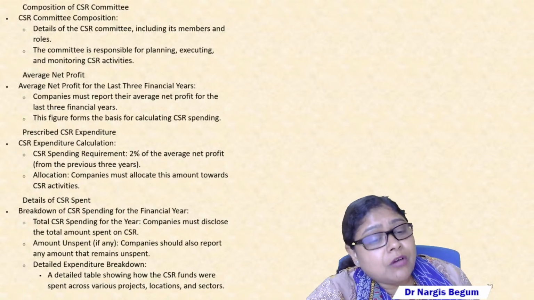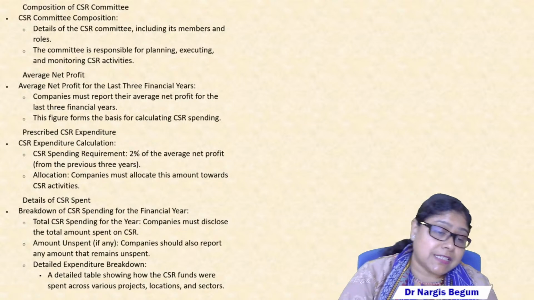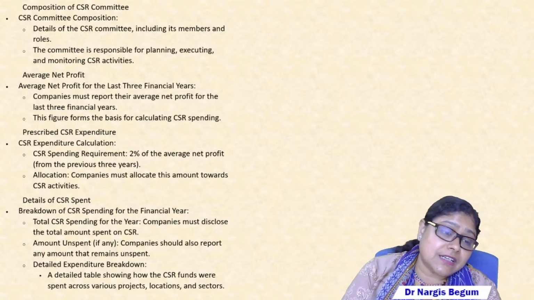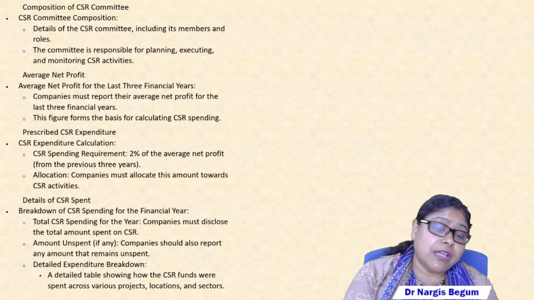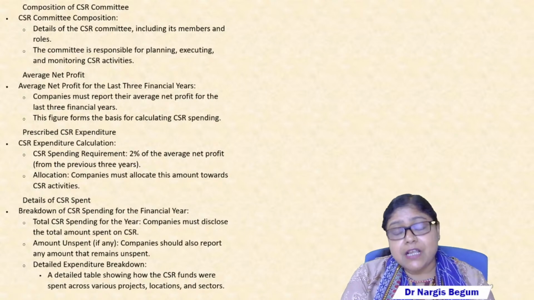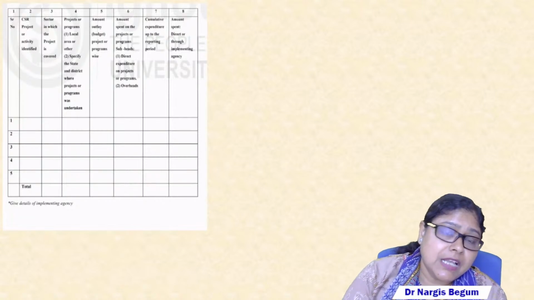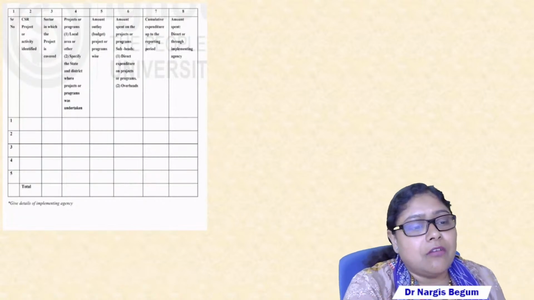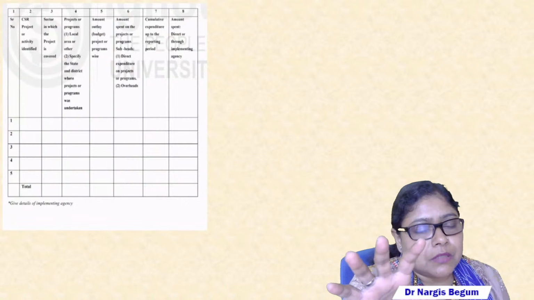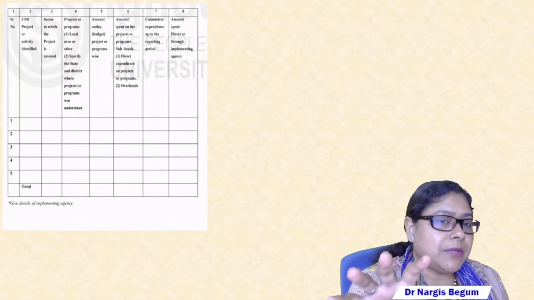it should report any amount that remains unspent from the CSR fund. A detailed table showing how the CSR funds were spent across the projects, locations, and sectors is to be maintained. This is the table in which we can keep the data on how these things are being done.